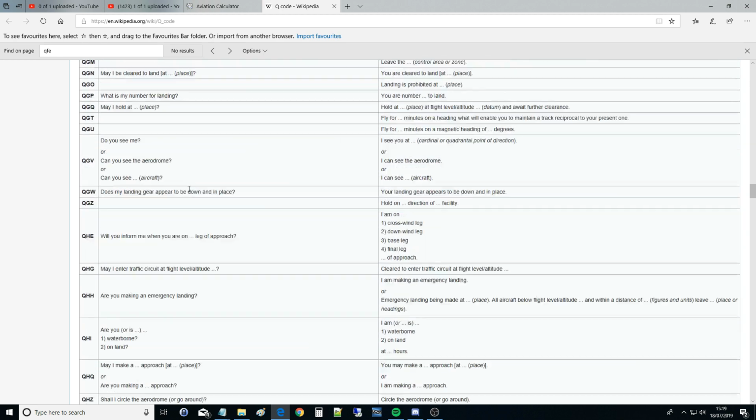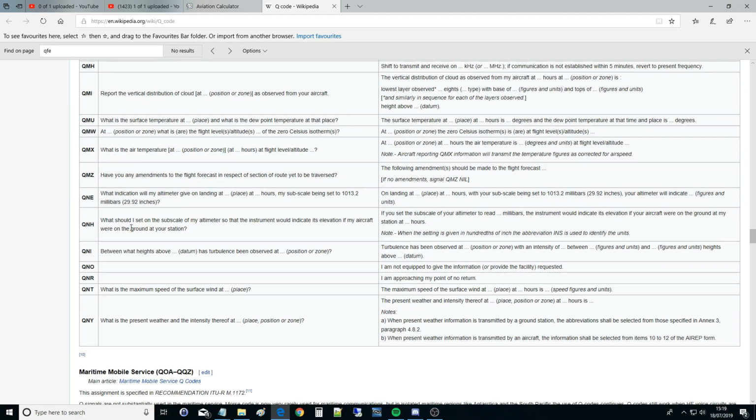Next, we're going to scroll down to QNH. Okay, so we'll read it and then we'll actually understand it. What should I set on the subscale of my altimeter so that the instrument would indicate its elevation if my aircraft were on the ground at your station? Now, reading that's really hard to understand. That's really deceptive, almost kind of wrong in a way, at least to our contemporary understanding of what QNH is.